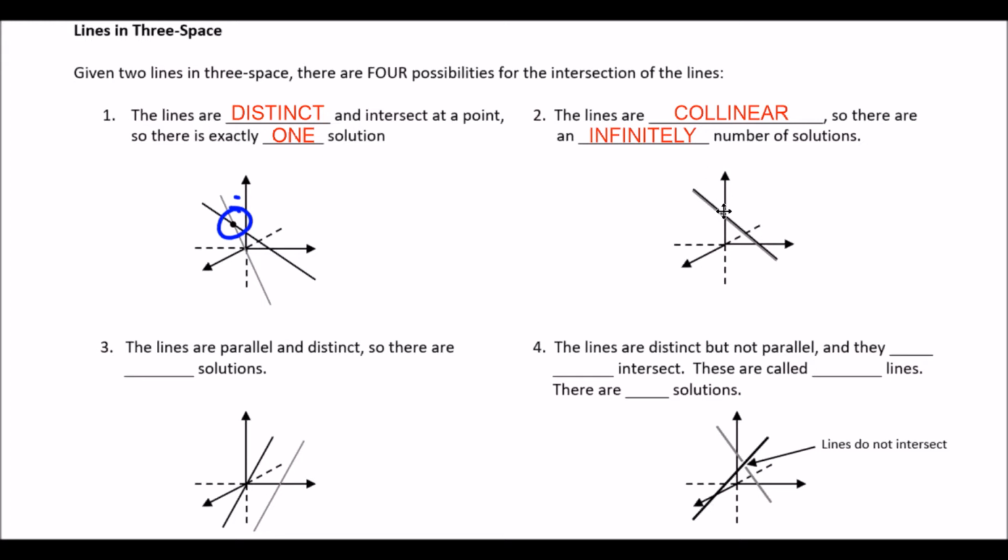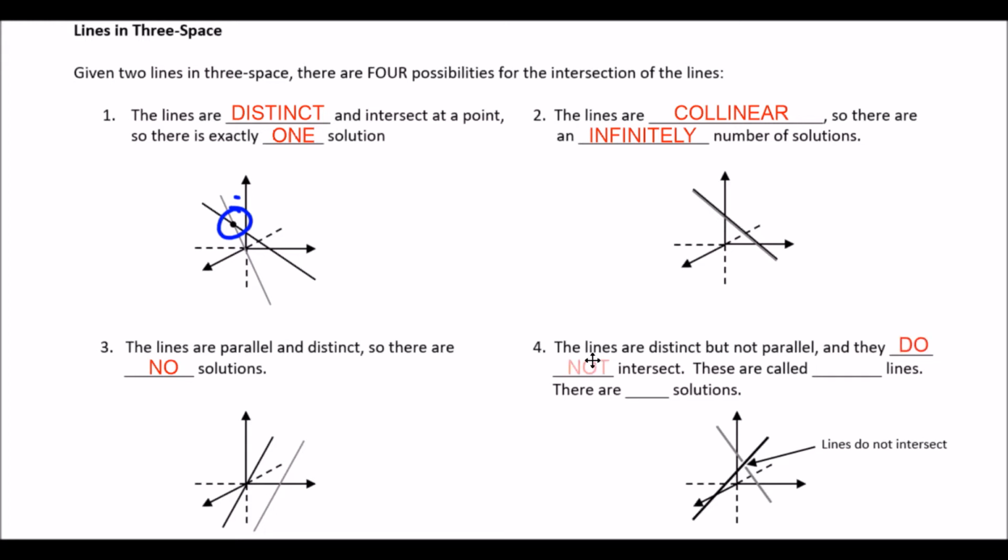The lines are parallel, however, there's one on top of the other, so they actually share the same line. The third one is parallel and distinct, so there are no solutions. These lines never meet. And then finally, number 4, so this is new. 1, 2, and 3 are basically just what we saw in 2 space, but number 4 is new. The lines are distinct, not parallel, but they do not intersect.